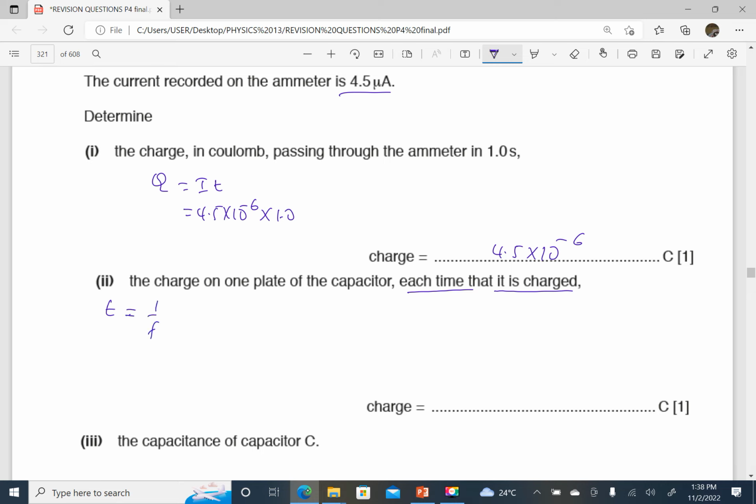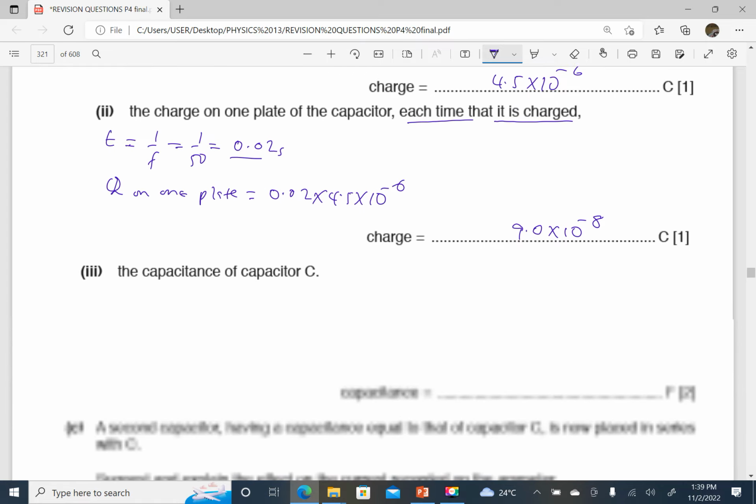Therefore, the charge Q on one plate is going to be 0.02 seconds times 4.5 times 10 power negative 6. And when I press my calculator, that is 9.0 times 10 power negative 8 coulombs.